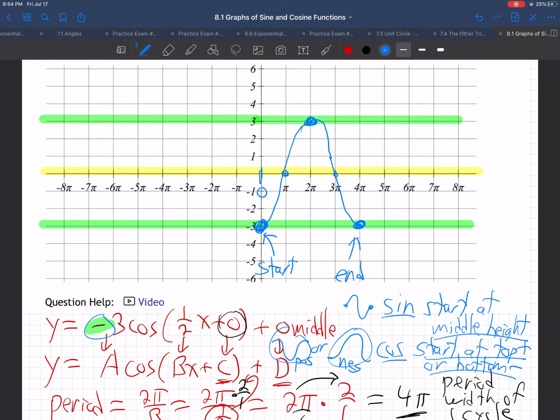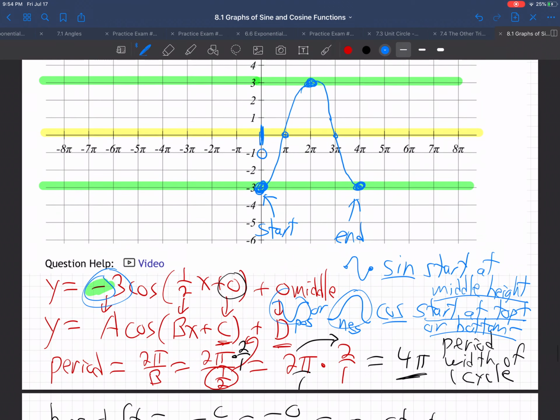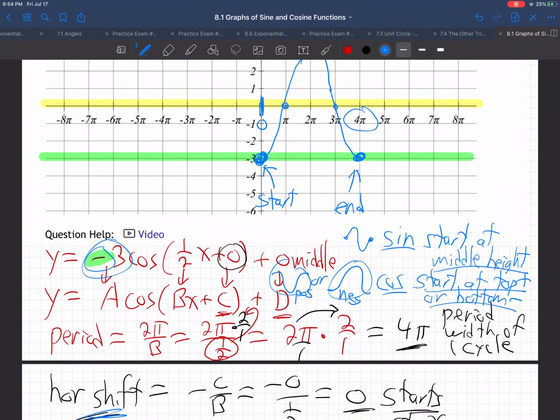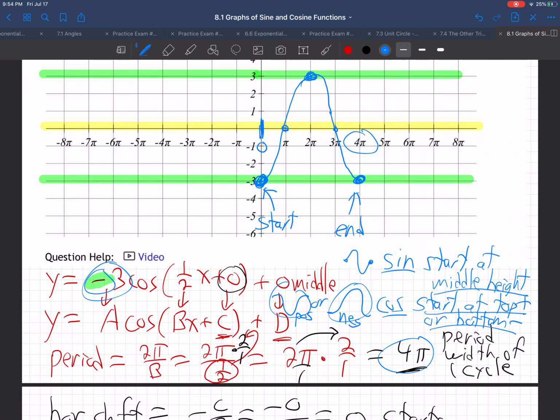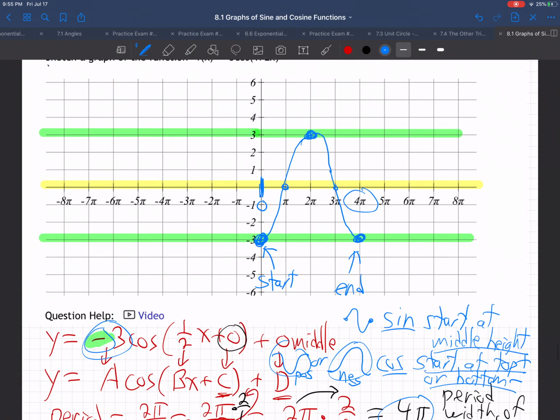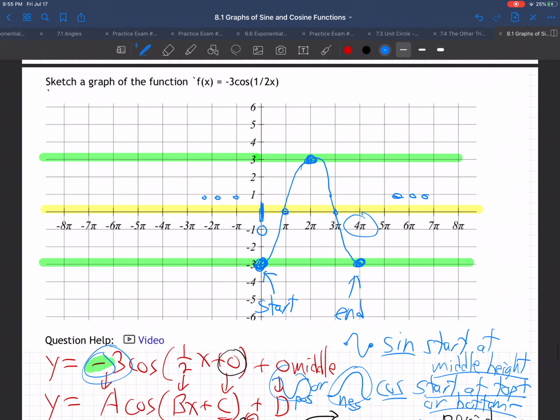It starts low at its bottom at -3 at x equals 0 because there's no horizontal shift. So it starts at x equals 0, and it starts at its bottom because it's a negative cosine graph. It ends at 4 pi, its first cycle, because 4 pi is the width of one cycle. That's the period. So as you use the tool, make sure that part's good, and then it'll keep repeating forever to the right and to the left forever. So there's how we graph that cosine.